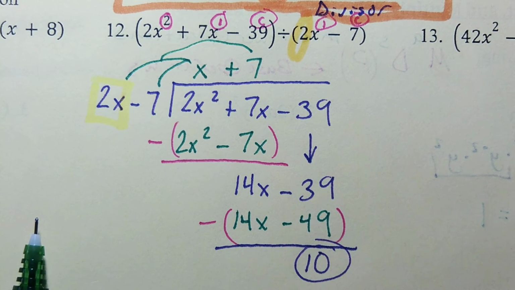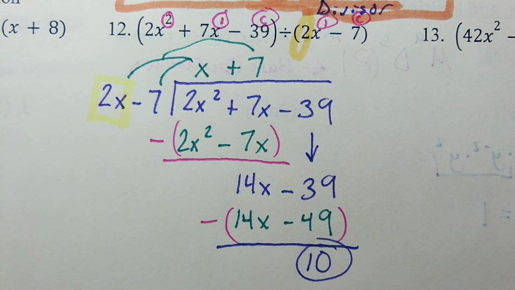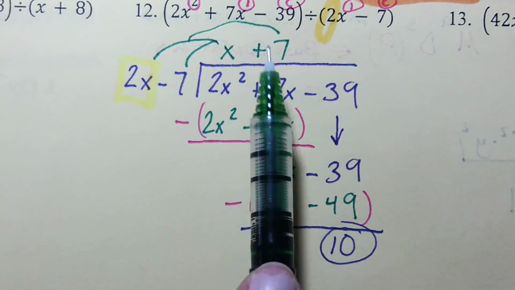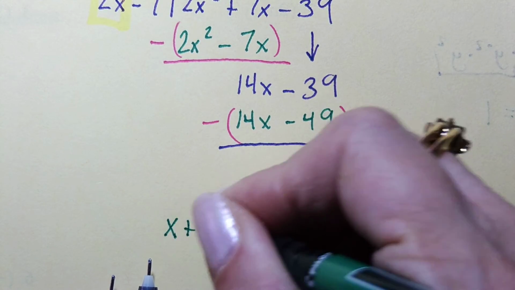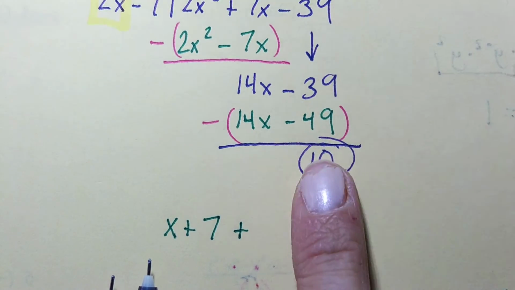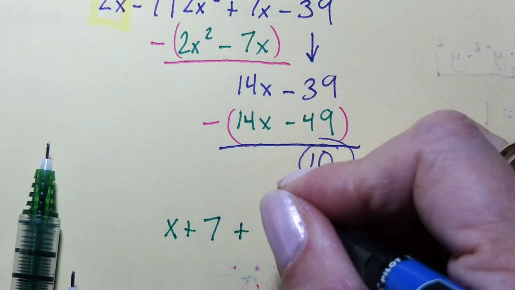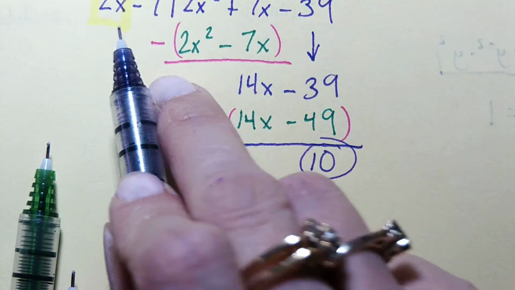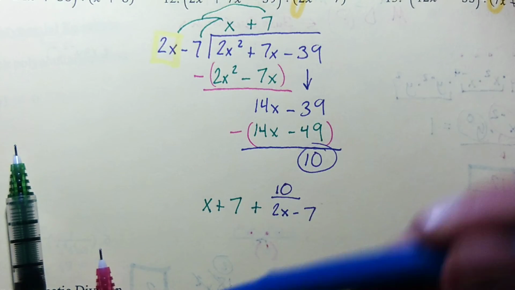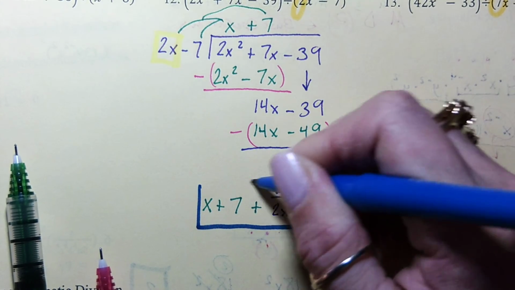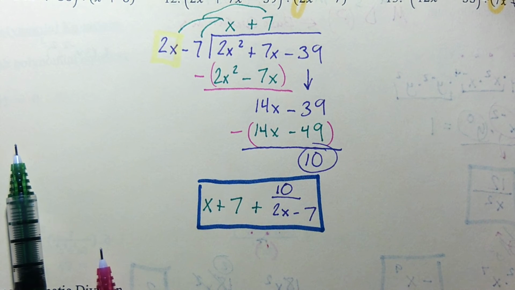Is 2x minus 7 a factor of the polynomial? No. We didn't get a remainder of 0, so yep, there's a remainder there. So to write our final answer, we are going to do the quotient, x plus 7, and then plus our remainder, 10, over the divisor, 2x minus 7. So making sure your answer is a polynomial and that our remainder over the divisor is joined to that quotient by addition.